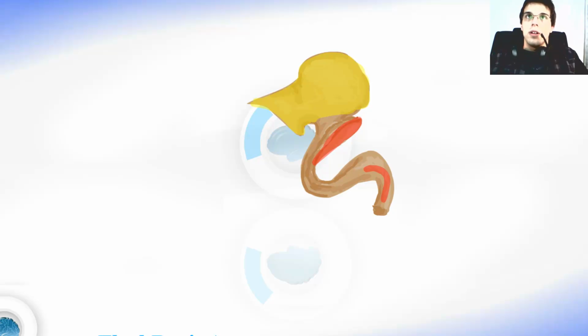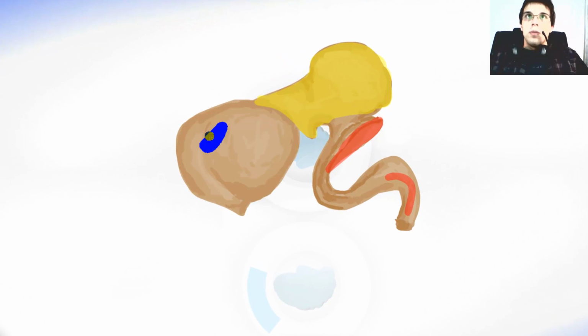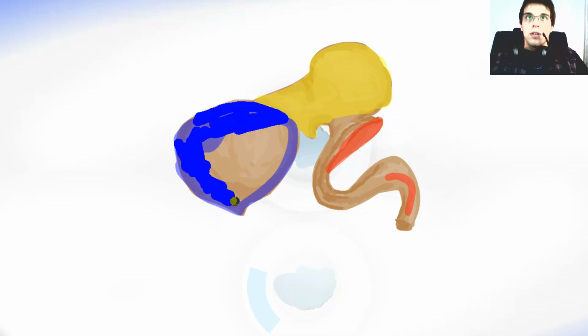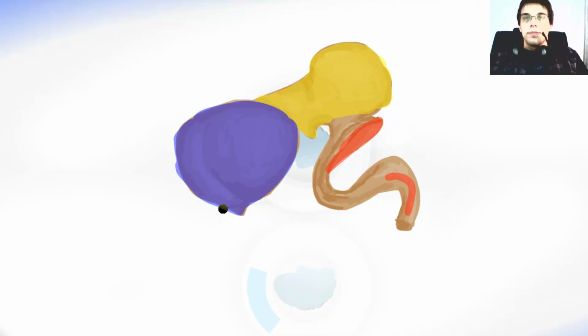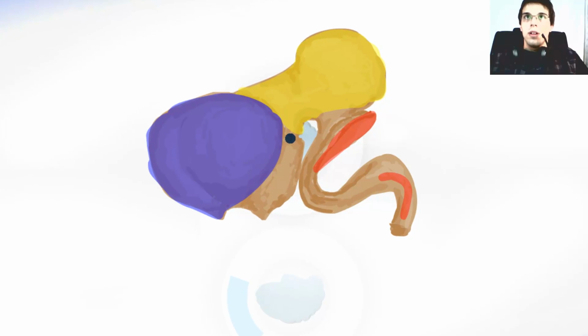Then the telencephalon got much bigger. I will paint it in blue. And then there is the diencephalon here. I will paint it in green. As you can notice, diencephalon and telencephalon got way bigger than they were.